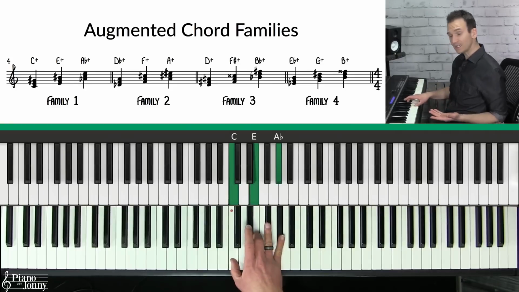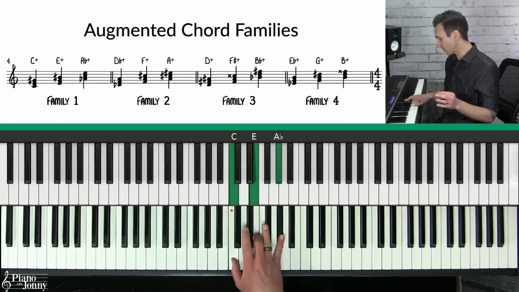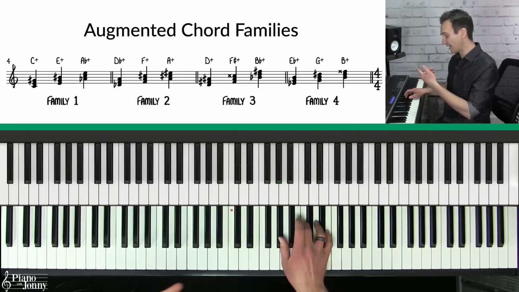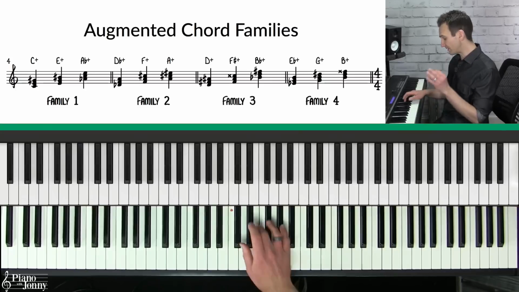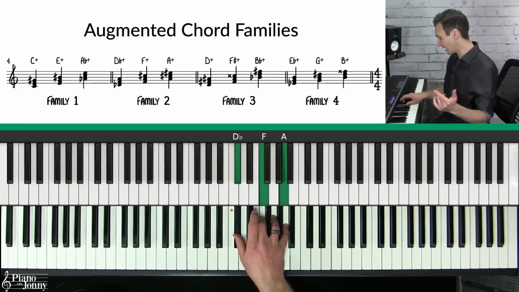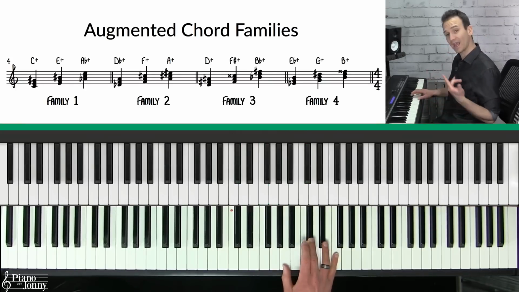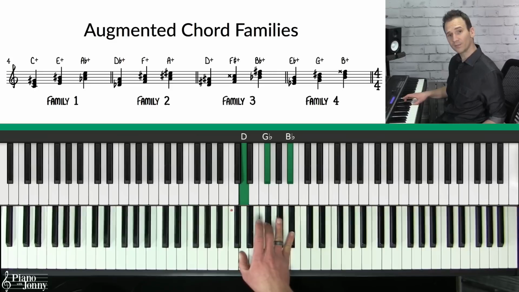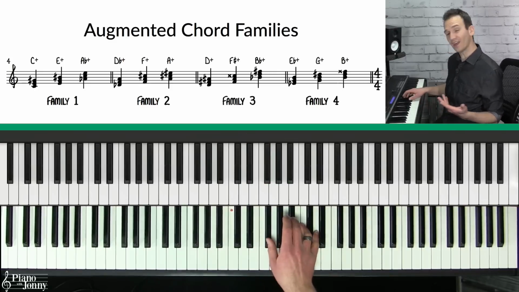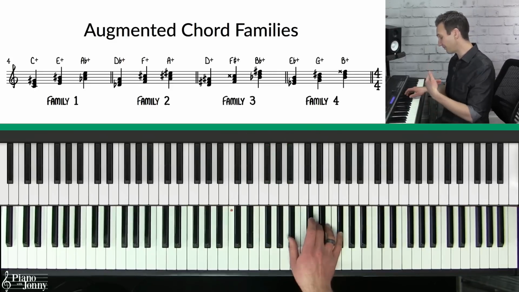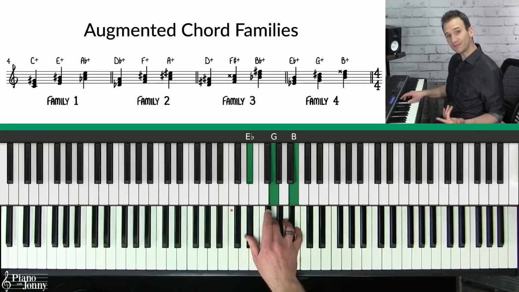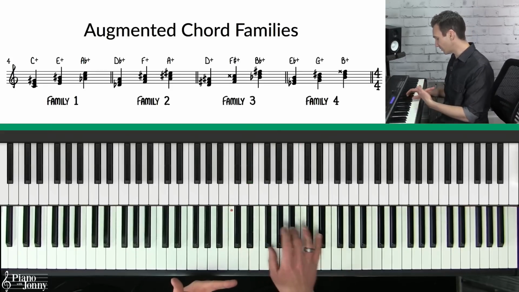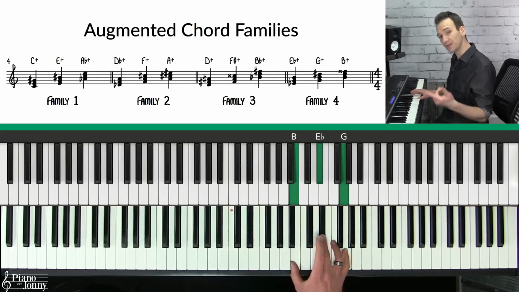So each augmented chord shares the same notes with 2 other augmented chords. In the case of C augmented, it shares the same notes as E augmented and A flat augmented. For D flat augmented, it shares the same notes as F augmented and A augmented. For D augmented, it shares the same notes with F sharp augmented and B flat augmented. Finally, E flat augmented shares the same notes with G augmented and B augmented.